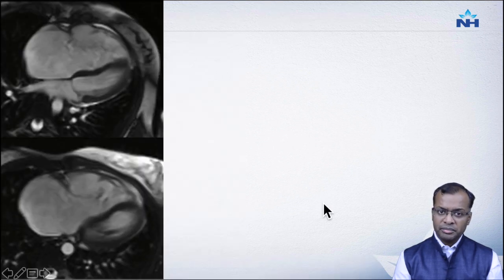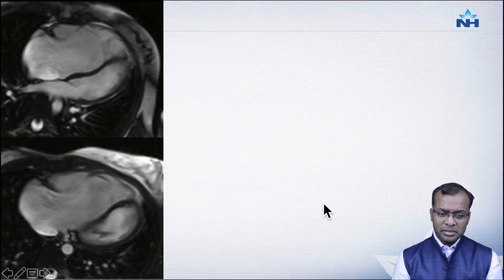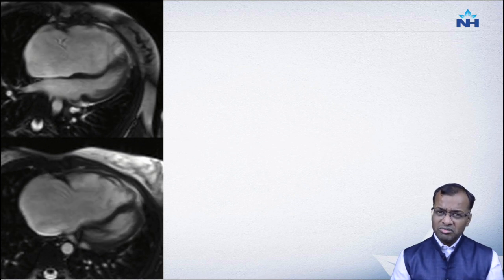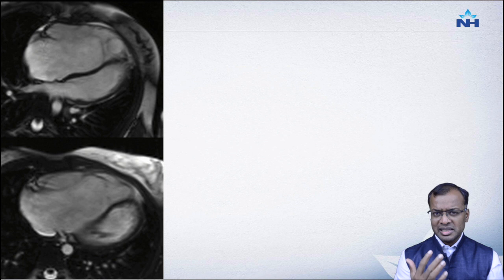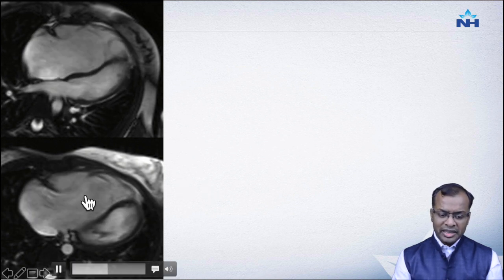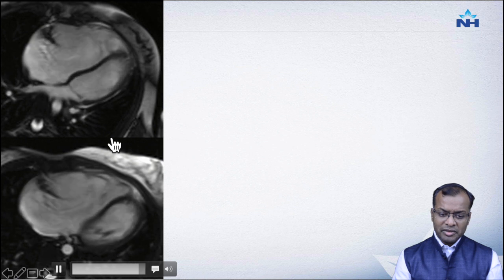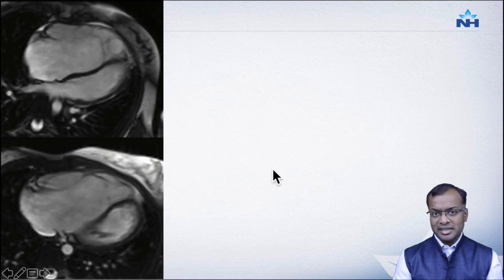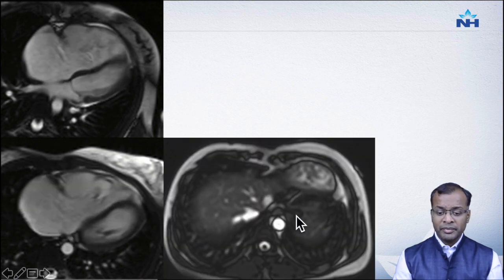This is one such case where if you look at the RV, it looks dilated, the function of the ventricle seems decent and there doesn't seem to be any dyskinesis. But if you look at the tricuspid valve, you will see that the tricuspid valve is apically displaced, and this is a patient with Ebstein's anomaly.